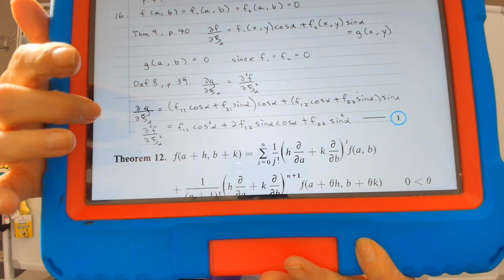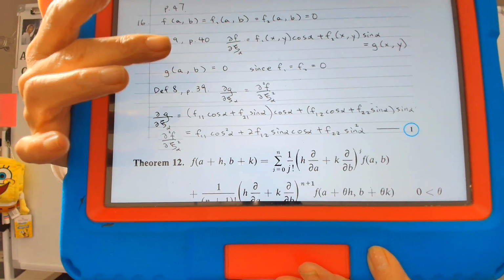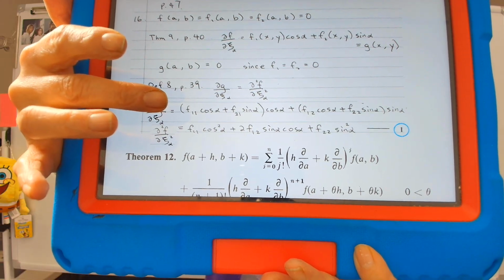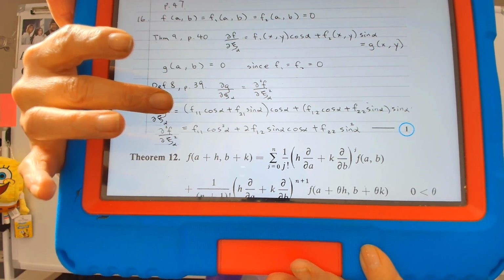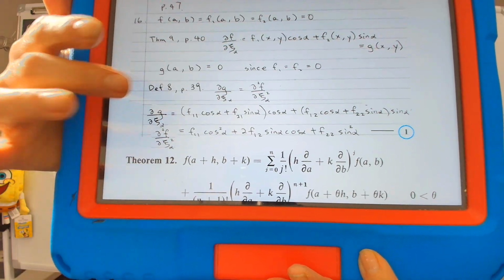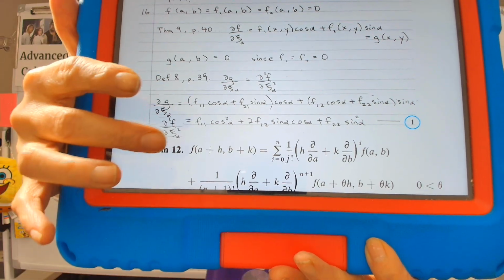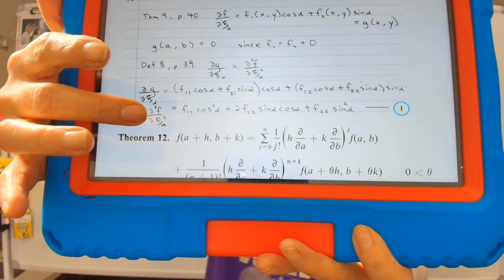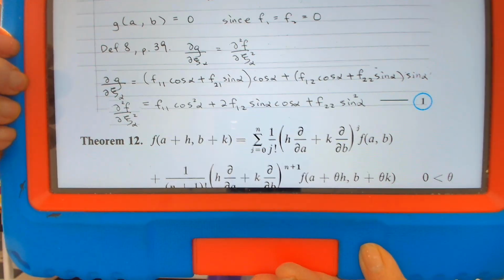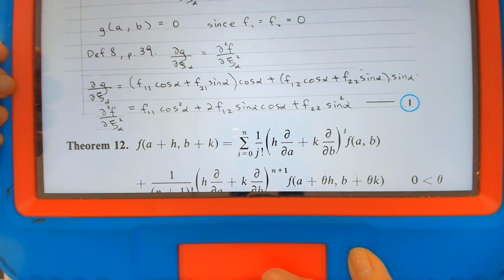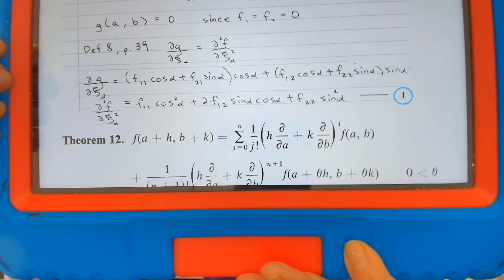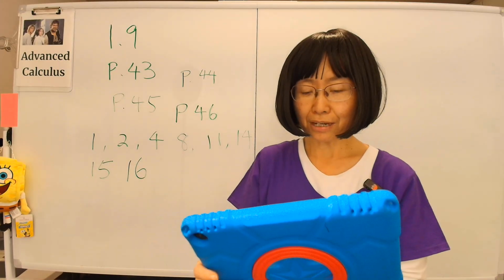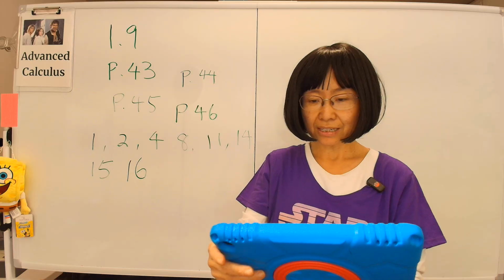So partial g partial psi alpha, once you apply this to g, we end up with this thing, because f1 becomes f11 cosine alpha, and so on. Of course, this is the same as the second partial of f with respect to psi alpha squared. We'll call that equation 1, because that's half of what we're looking for. Please memorize that equation for the next few minutes. Now we've got half of it, so let's consider the other half.